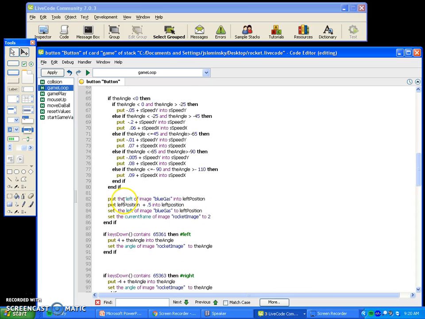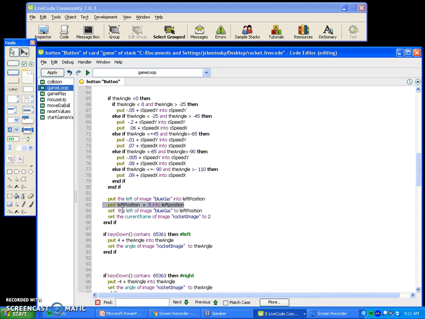All right, so what we're going to do here is put the left of image blue gas in the left position, put left position plus 0.5 in the left position. This line of code is really important. As we're hitting up, it's moving the left position of our gas. It's moving the gas over. It's decreasing the gas.